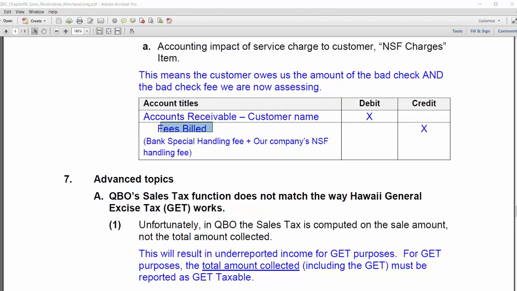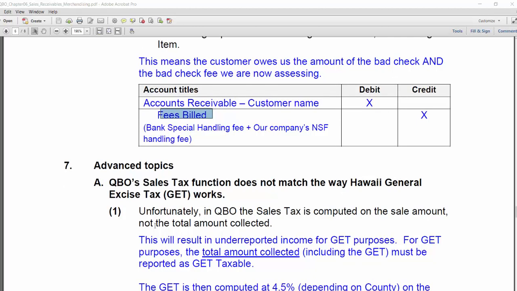So what does this mean? The sales tax in the mainland or other states is computed based on the amount of sale of the product or service. In Hawaii, it's based on the total amount collected, and it's not a sales tax, it's a general excise tax.